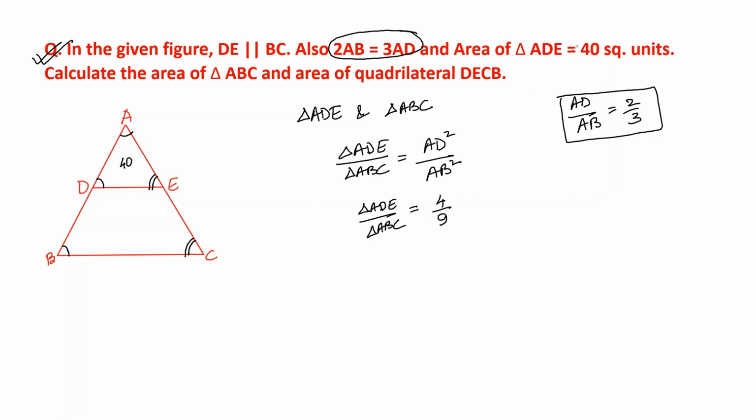Now it has been given that the area of triangle ADE is 40 square units. So from this, the area of triangle ABC can be written as 9 by 4 times the area of triangle ADE, which would be 40. So this would be giving us 90 square units. So the area of triangle ABC would be 90 square units.